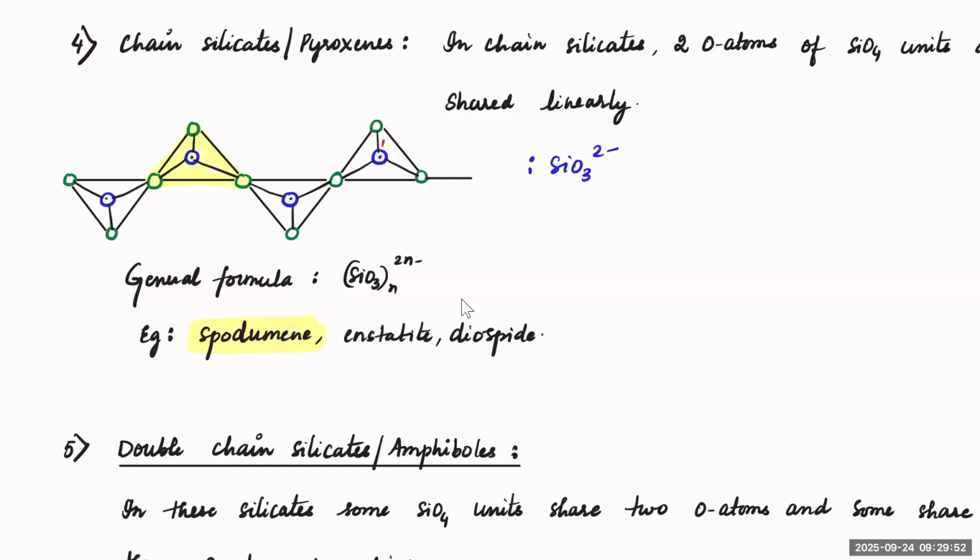Spodumene is with zinc. Okay. Enstatite, diopside. These are all the forms of chain silicates. Spodumene can be asked, which is with zinc. Okay.